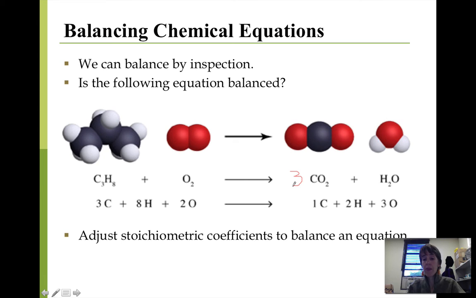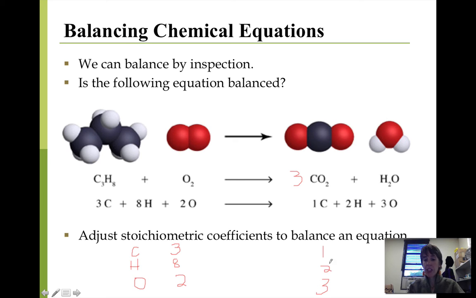So if I have 3 carbon dioxides, that now changes my numbers of oxygens. And a good thing to do is to make a little tally. So if I have carbon, hydrogen, and oxygen, I started out with 3 carbons on the left, 8 hydrogens on the left, and 2 oxygens on the left. And on the product side over here, I started out with just 1 carbon, 3 oxygens, and just 2 hydrogens.